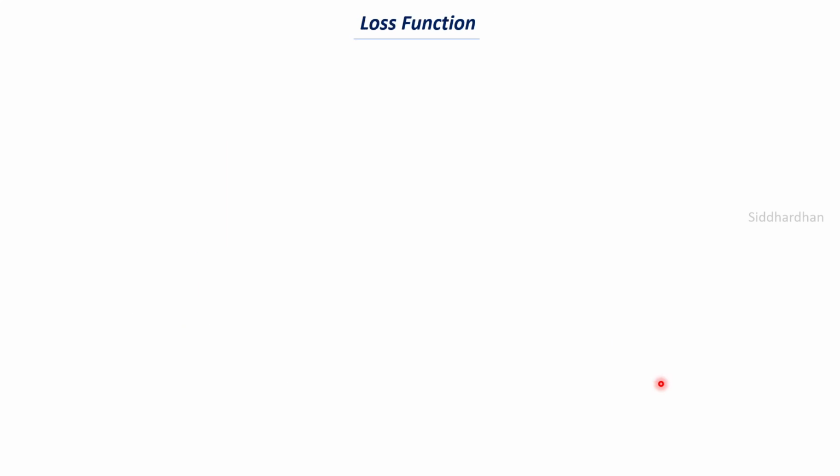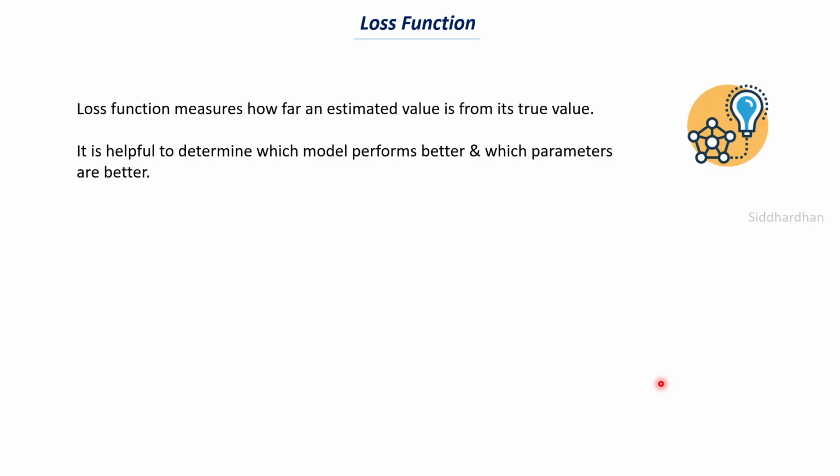Now let's discuss the basic definition of loss function. Let's try to understand loss function, and then we can move on to hinge loss, which is the specific loss function for the support vector machine classifier. We have already discussed loss function, so this is the definition of it. Loss function basically measures how far an estimated value is from its true value. The estimated value is nothing but the value predicted by your model.